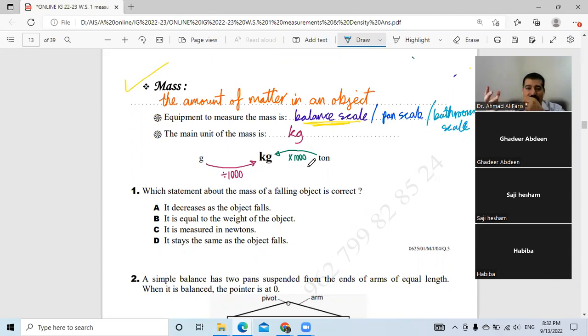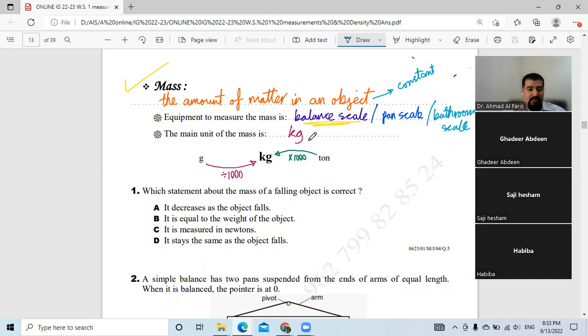How much matter I have? This is my mass, and the mass of this table doesn't change unless we break the table. The mass doesn't change. My mass changes because I go on a diet. But the mass of the object doesn't change. It remains constant. So the amount of matter in an object is constant, it doesn't change. Okay. So we use a balance scale, don't say scale, don't say balance. We use a balance scale to measure the mass of the object, and the main unit is what?